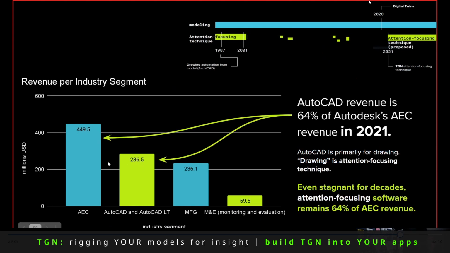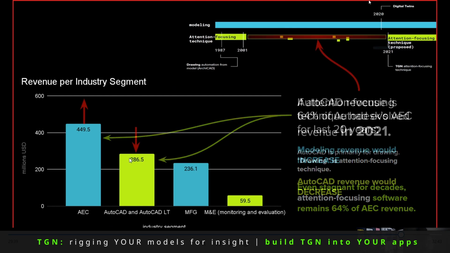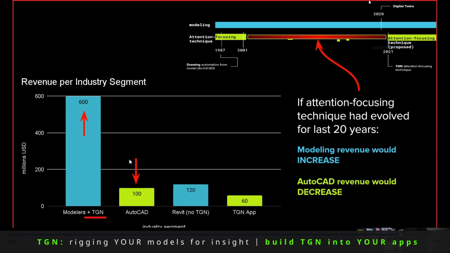So when TGN comes into the world, I think we're going to see this. The traditional CAD apps are going to be less needed, right? People are going to want to express these attention focusing techniques in a more modern way, right? So they'll use apps that have TGN integrated, and the utilization of those apps will increase. That's the basic concept. Okay. Yeah. Oh, and final thought. The CAD apps, they're not going to completely disappear.